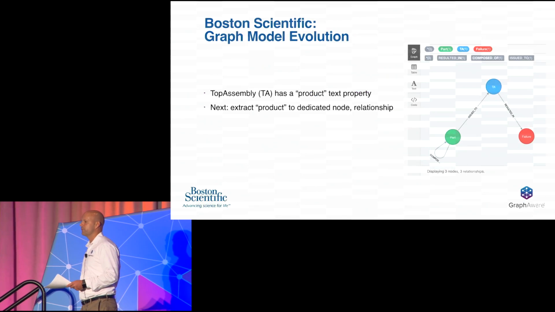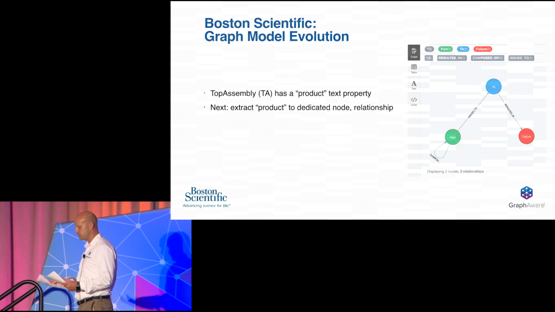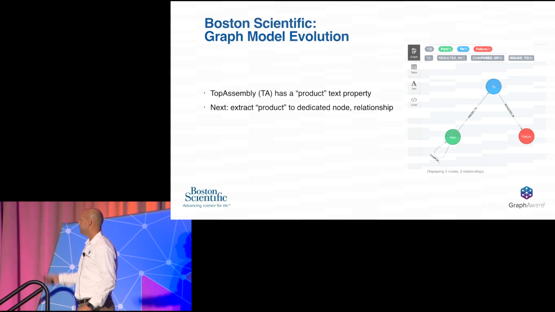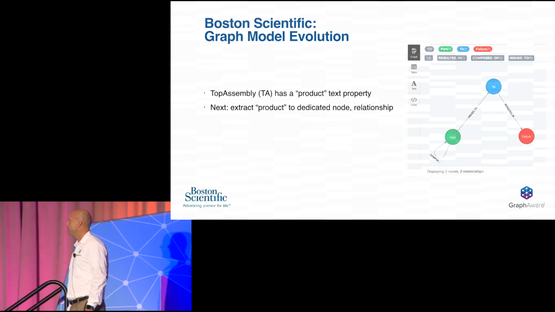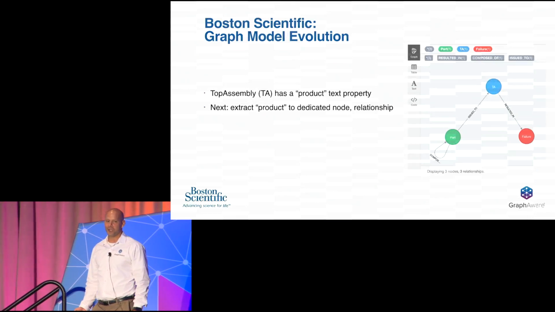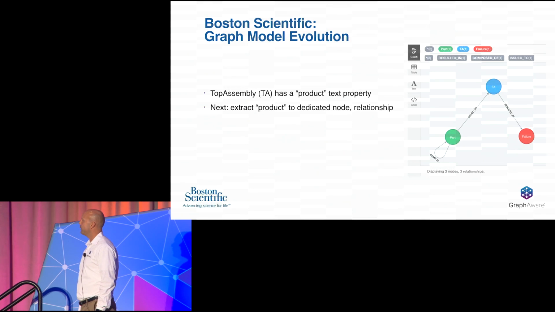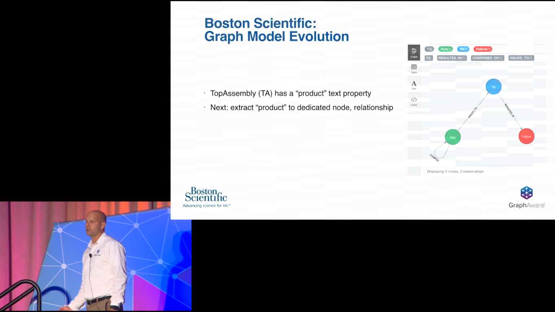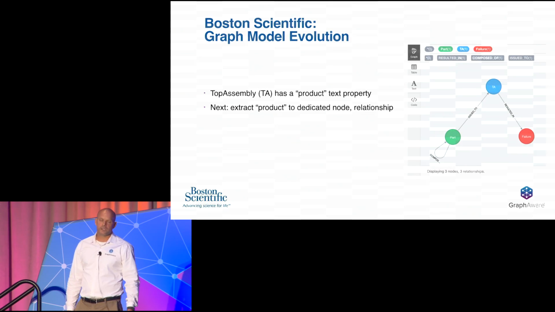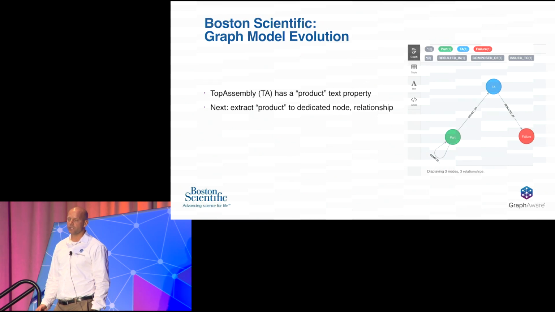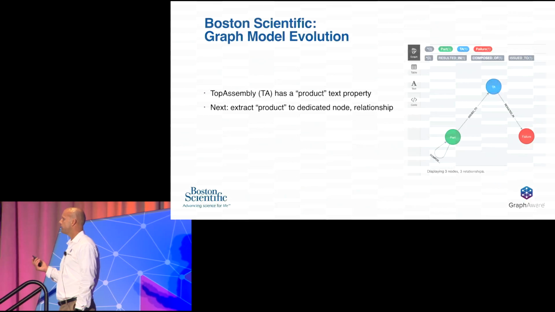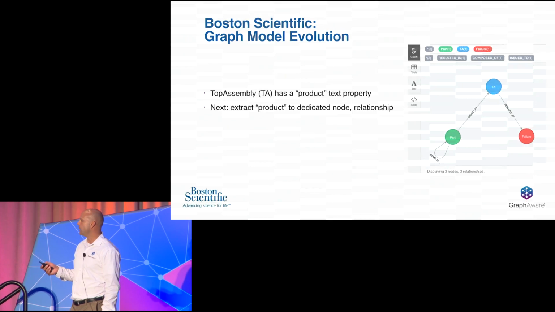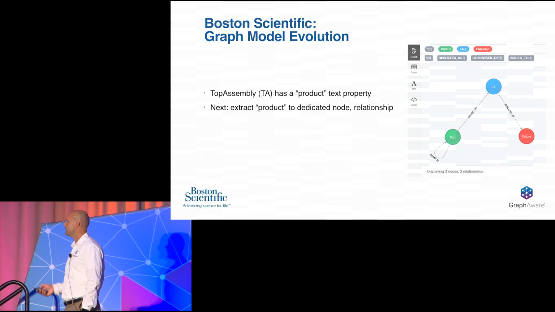So now let's go through 2 examples of the changes that Boston Scientific are going to make in their next phases. We return to the graph that we've seen before, our three nodes and three relationships. Currently on the top assembly, this finished product, which is the cookie in our analogy, they have a property with the name product, which is a string of text that represents what product line this top assembly is associated with. For reasons that Eric is going to go into shortly, there's been a realization that there would be business value gained by extracting this property off of the top assembly into its own dedicated node, and then creating a relationship from that new node back to the top assembly.